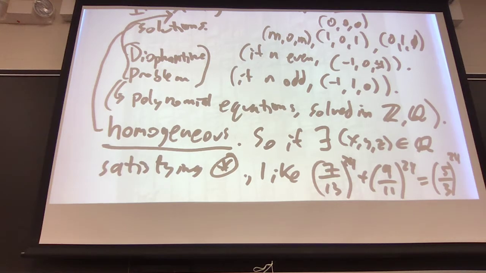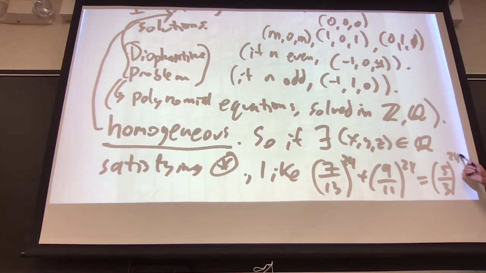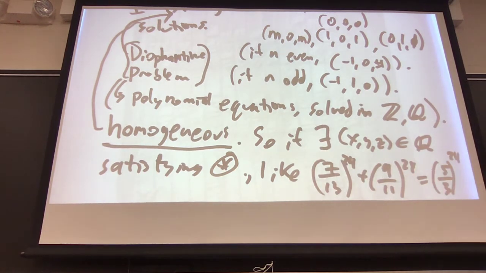Other than Karen, can someone tell me what you would do if this equation, pretend, was true? Andrew. No, Alex. Close. Just multiply by the denominator. Multiply through by 13^24 times 11^24 times 3^24. Because it's homogeneous, we can do that, and that will give us an equation.